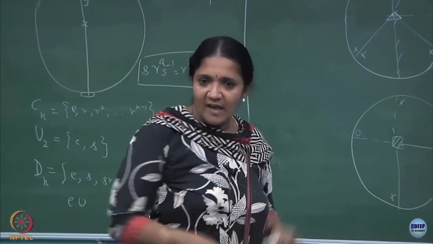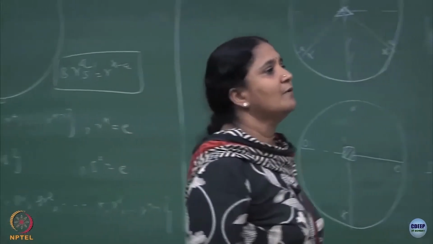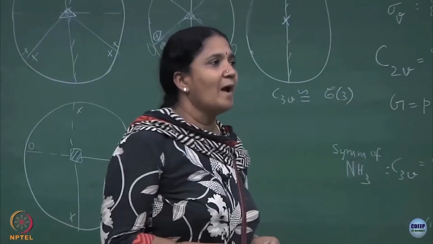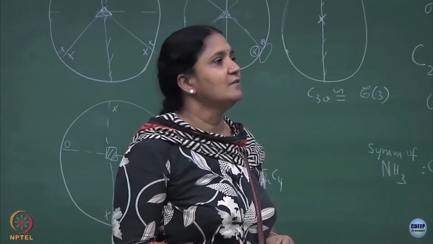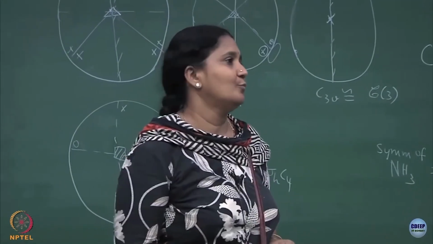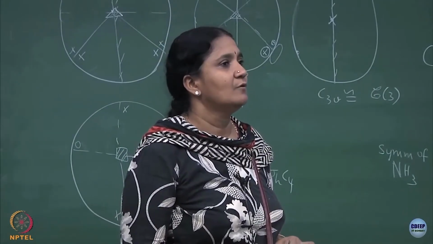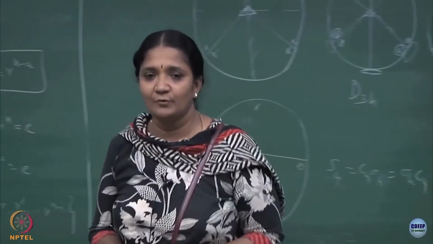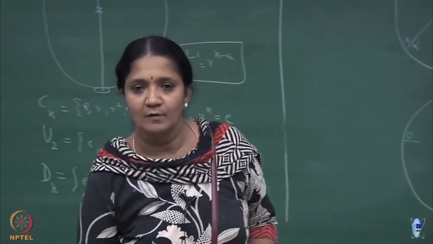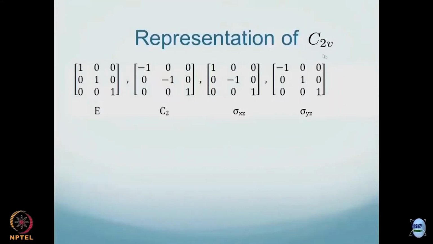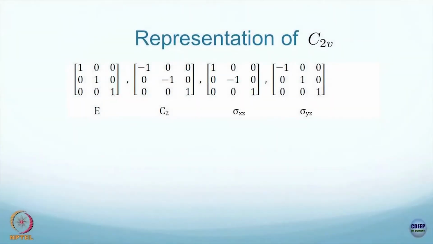And the next thing which we are going to take up is to give matrix representations to all these point groups. Okay. For example, if you take C2V, C2V is a point group, you can write matrices in your XYZ basis, right? All of you know that. Identity element is nothing but the unit operator.